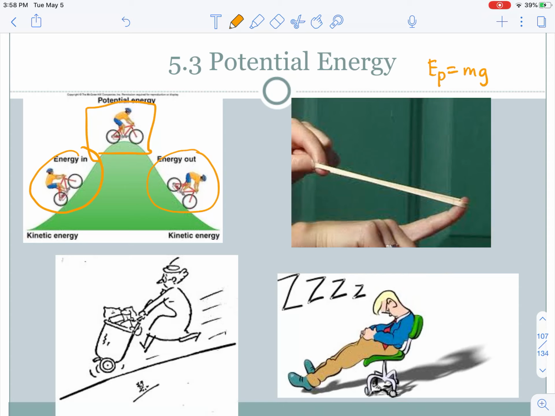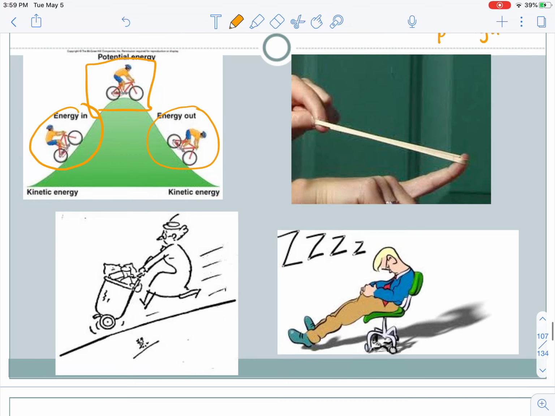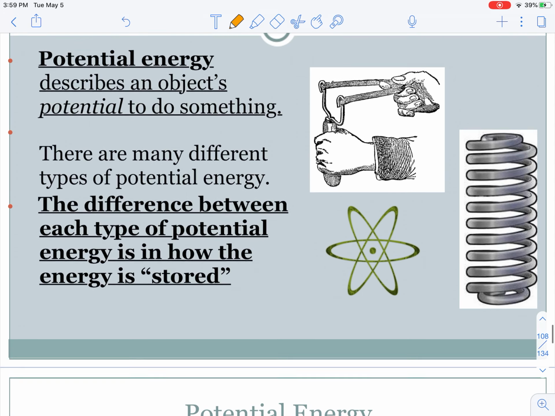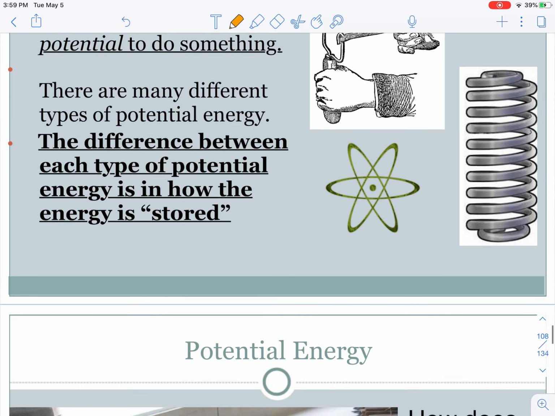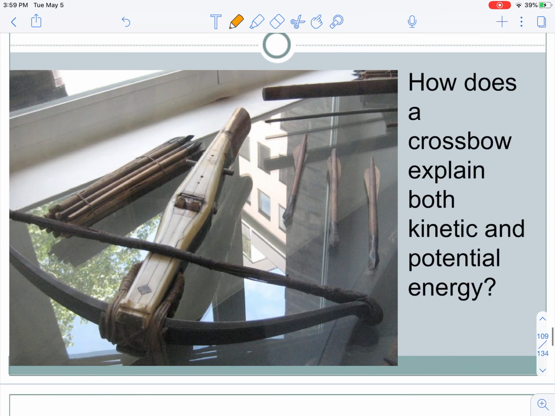So this calculation for potential energy is going to be mass times gravity, which is, by the way, 9.81 meters per second squared, so the acceleration due to gravity, times the height that you are above the ground. So this will be the one formula that we are working with in today's lesson. Pretty easy.